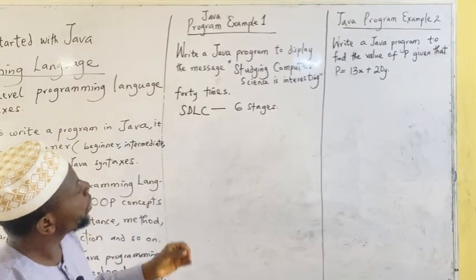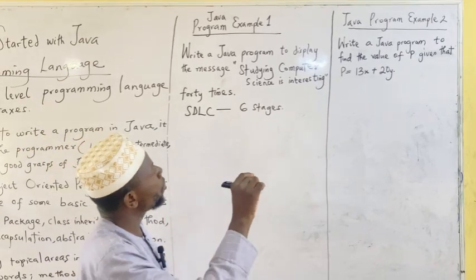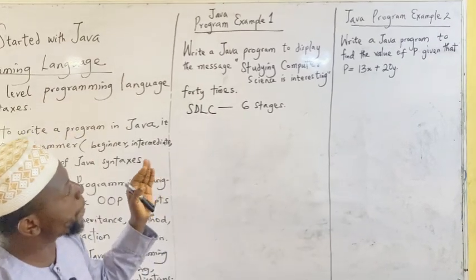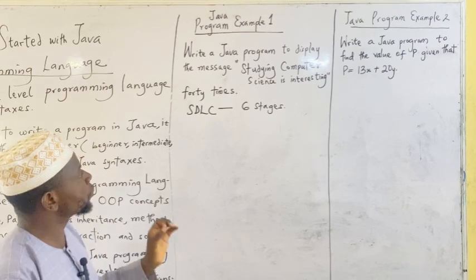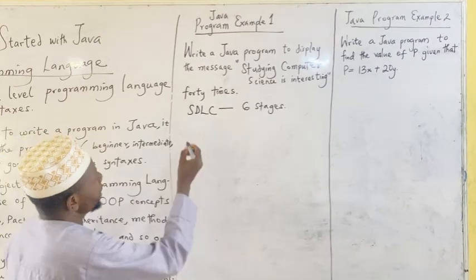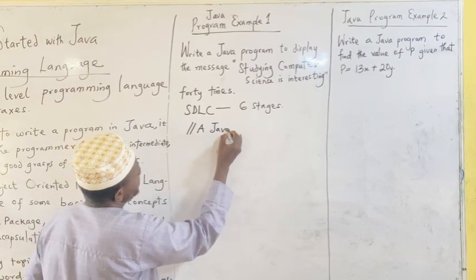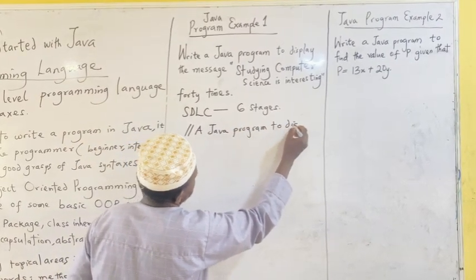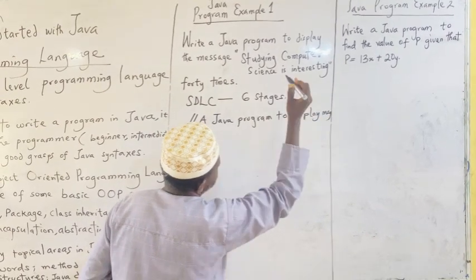And also, having done a proper analysis, you can sketch an algorithm, or write an algorithm on how to do that. But for the purpose of time, we're only going to go straight to writing the code, which is the third stage of SDLC. If I want to get started in Java, I can write my comment: a Java program to display message. Let me write this way.